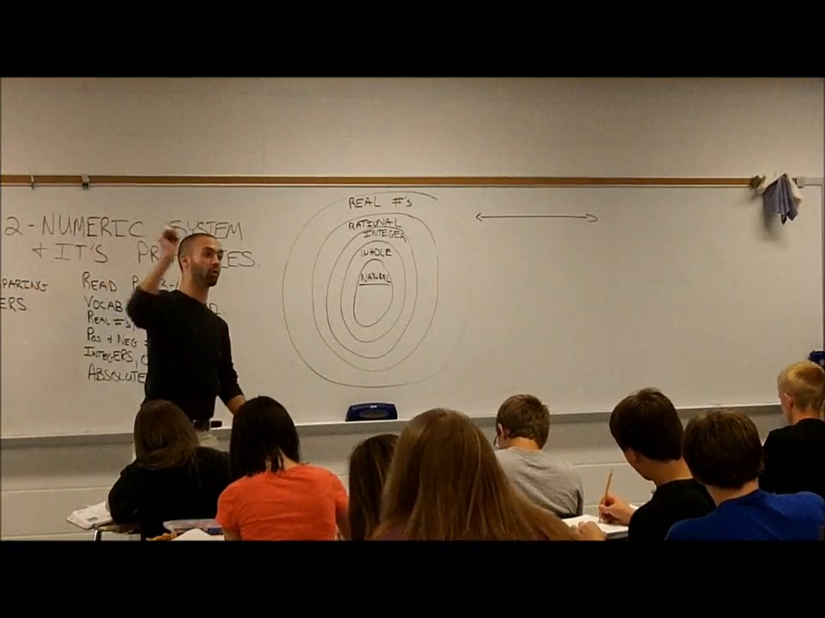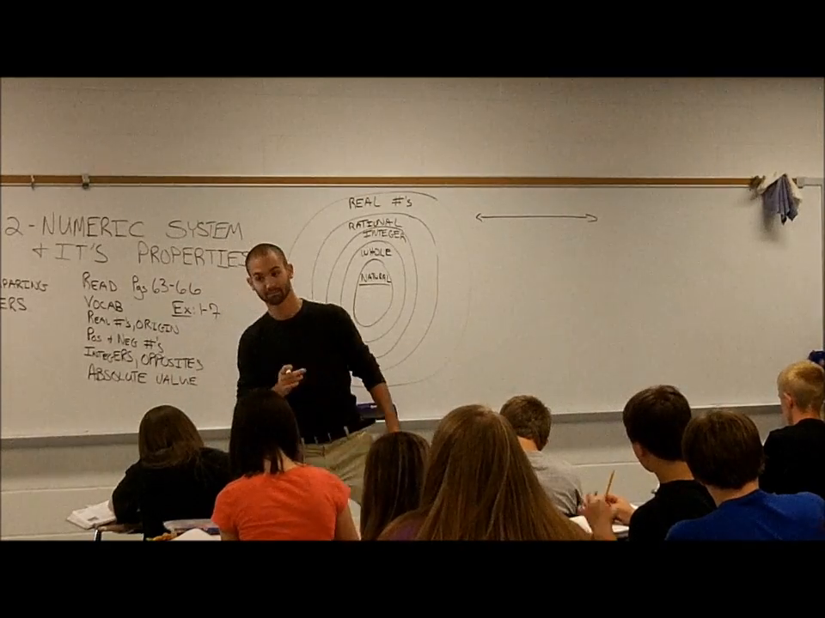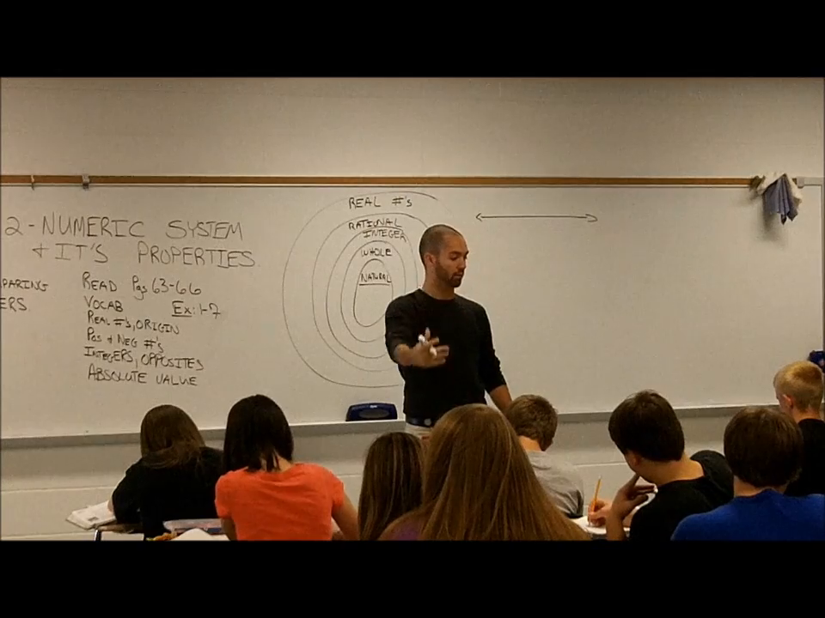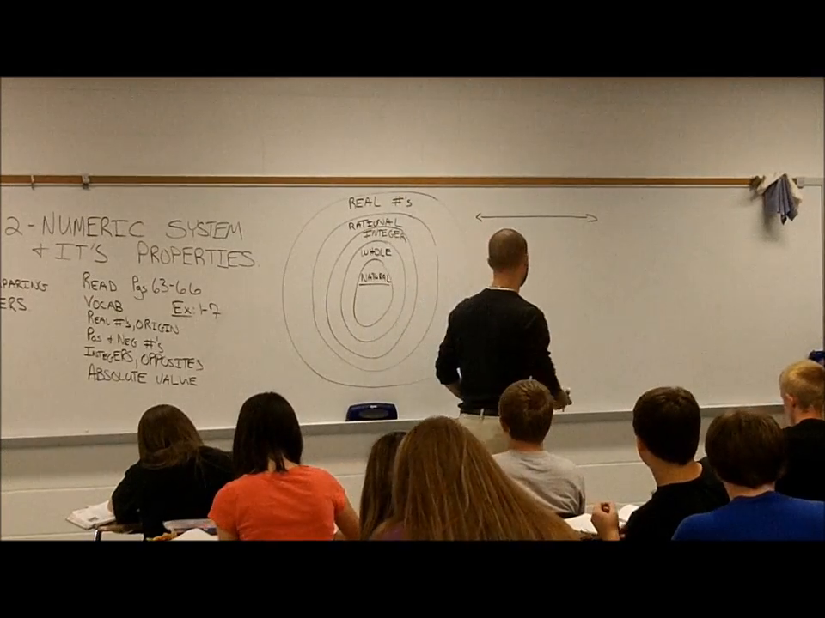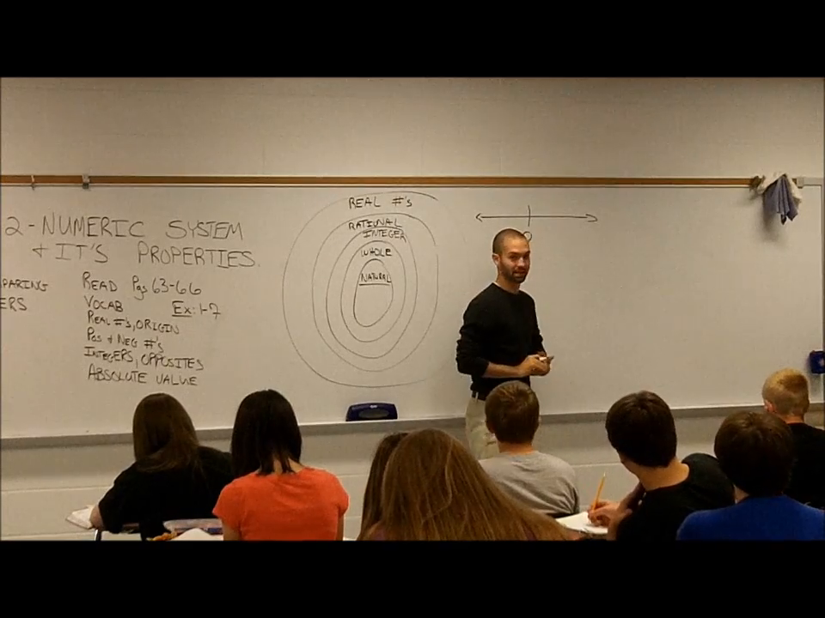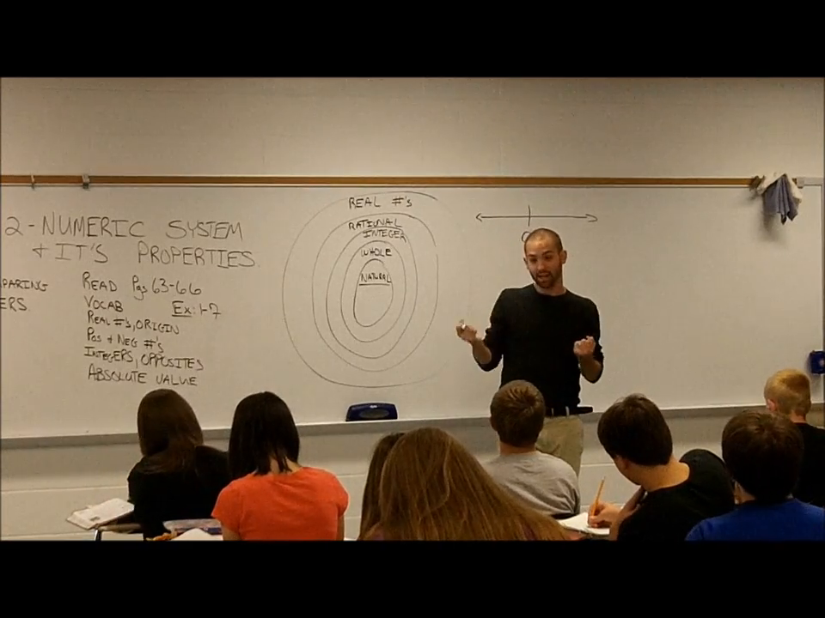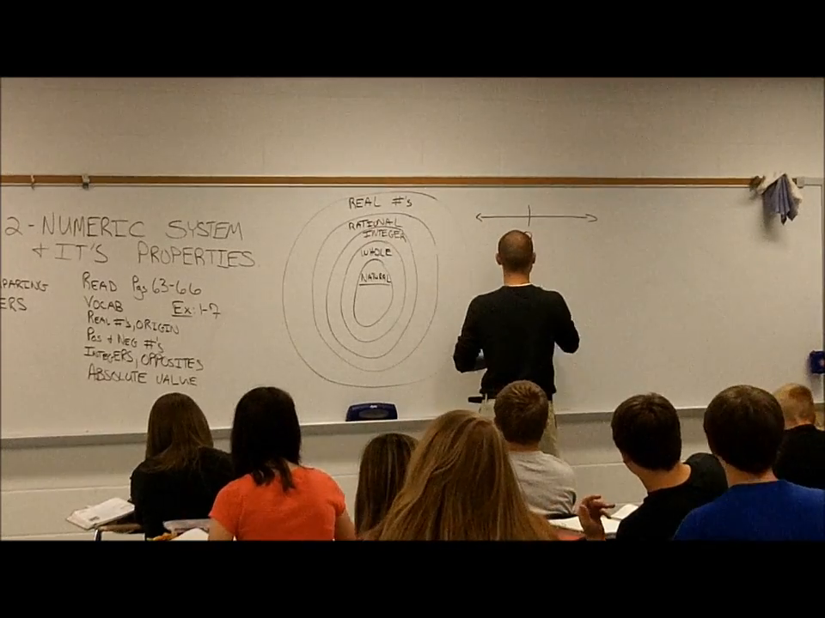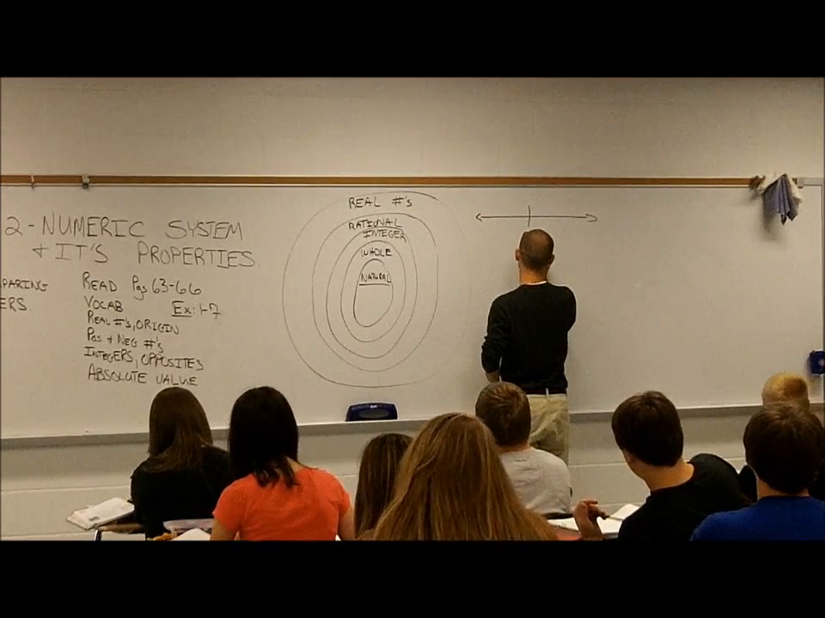What's one very important part of the number line? Zero. What do we call zero on a number line? The origin. Okay? The number 0 is so special because it's not negative, it's not positive. It's a different breed. We call it the origin.